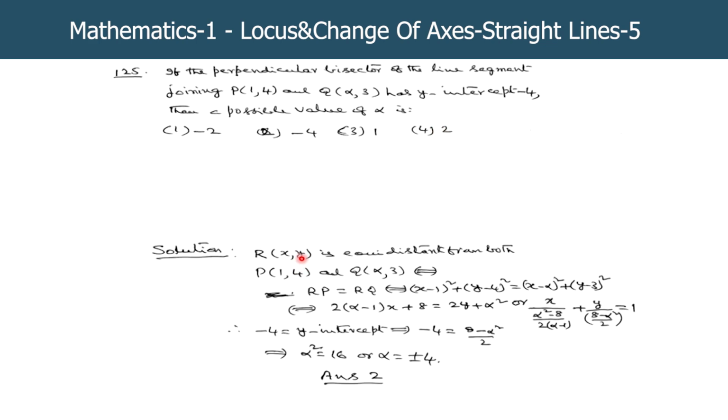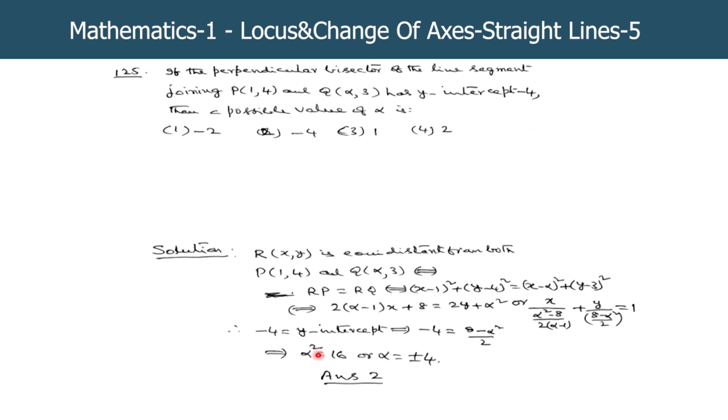perpendicular bisector means it is the locus of the point which is equidistant from two fixed points. So R(x, y) is equidistant from both P(1, 4) and Q(α, 3). Therefore RP equals RQ if and only if (x - 1)² + (y - 4)² = (x - α)² + (y - 3)². If you simplify, then 2(α - 1)x + 8 = 2y + α². Now, what he asked has y-intercept minus 4.